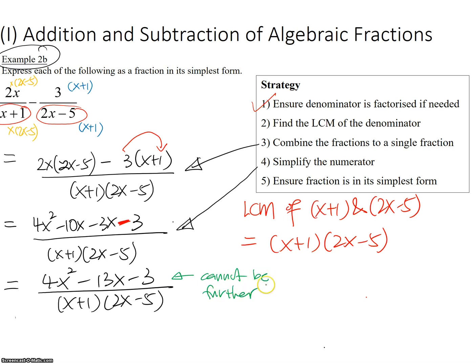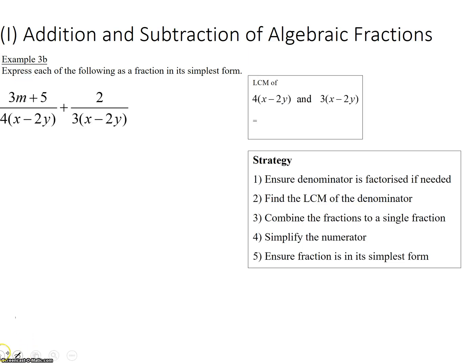Your numerator cannot be further factorized, so you stop here. And this is your simplest form, your final answer. So this is for example 2b. Let's go on. Now for example 3b, again, follow the 5-step strategy.